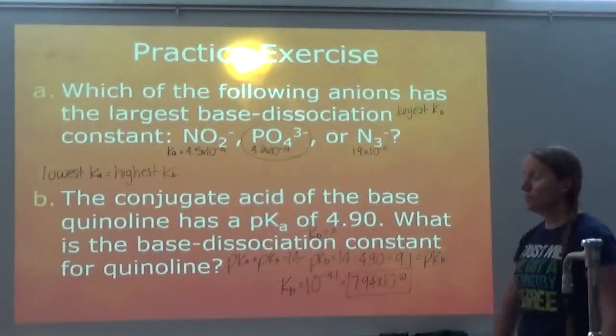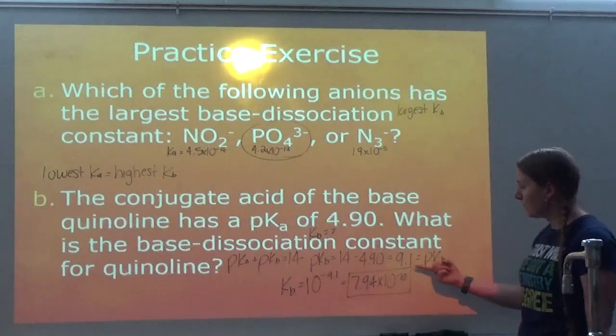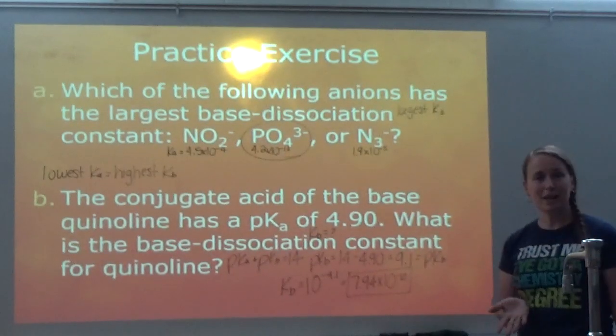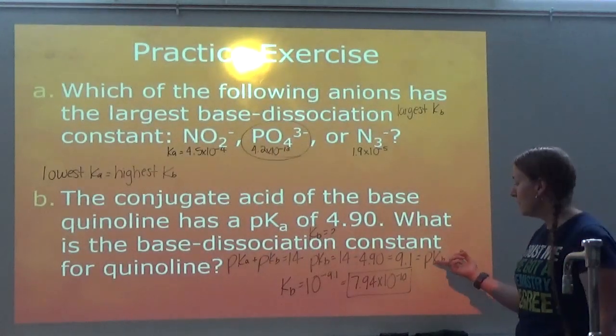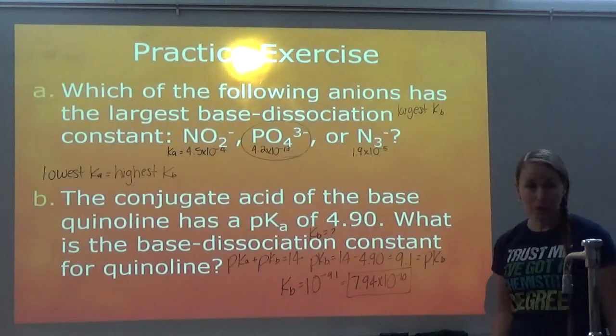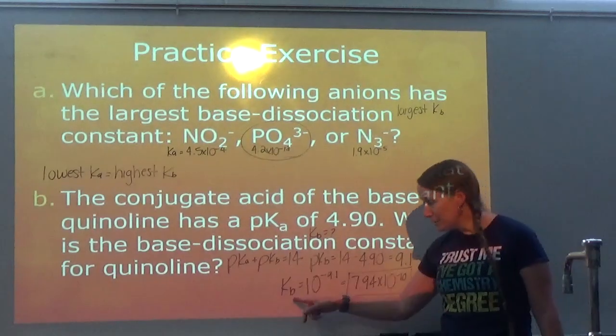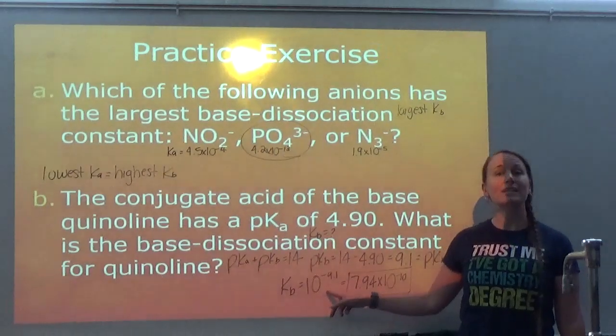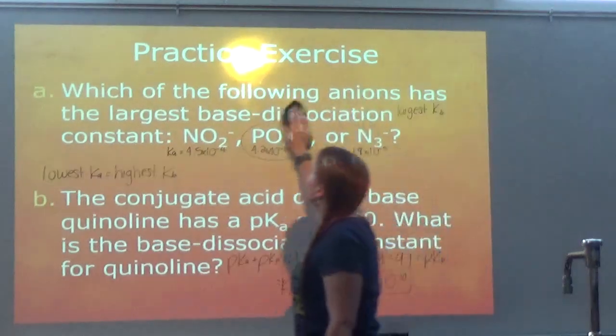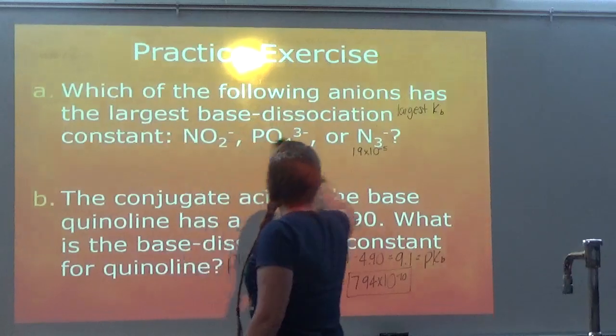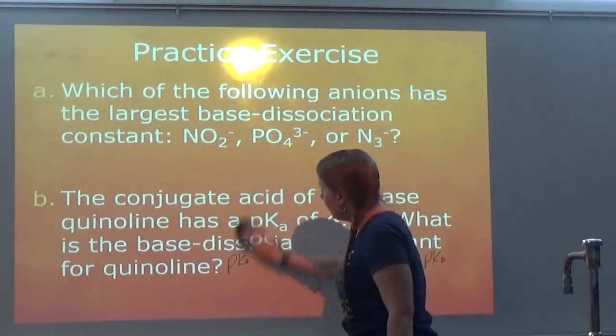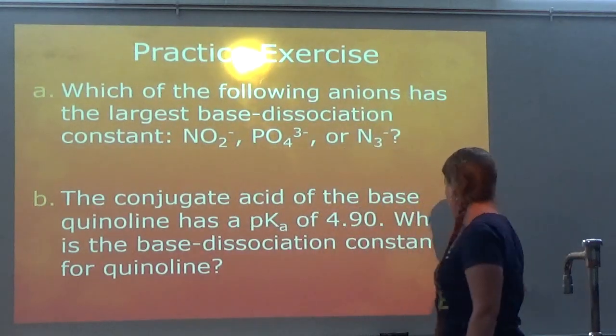All right, so hopefully you got that one right. A lot of people on this one, the first time you see it, you'll stop at the 9.1. Okay, but remember, if it asks for pKb, 9.1 is fine. But if it asks for Kb, you then have to do 10 to the negative 9.1. All right, so hopefully y'all got those right. Or if you didn't, hopefully you at least understand what you should have done now.